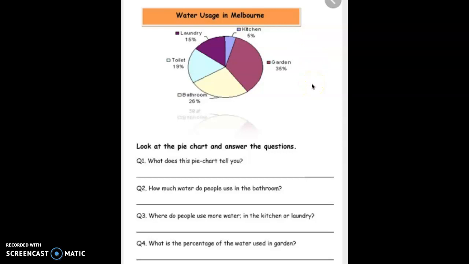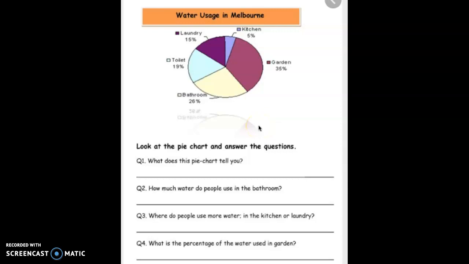If I was asked, where is more water used, in the bathroom or in the toilet? Again, I'd look at the size of my sections and I say this one is bigger. Yellow stands for bathroom, so my answer would be bathroom. If I was finding it really tricky, I could look at the percentages. 26% here, 19% here, so I know that the bathroom uses more. It's very similar questions to these you will be answering in your pie charts today.